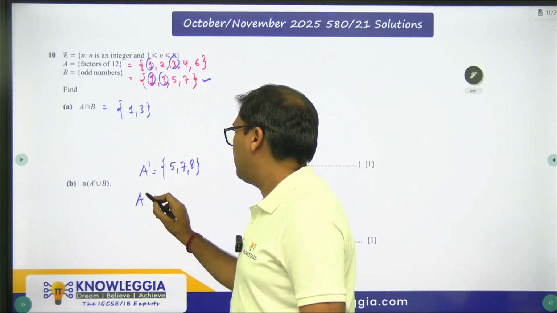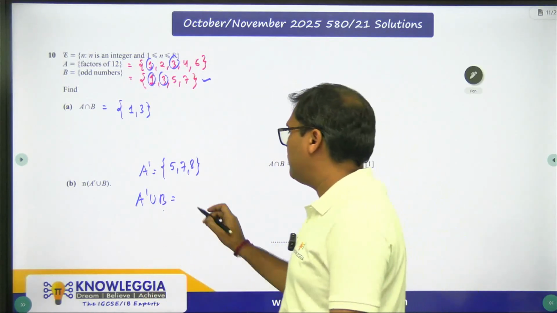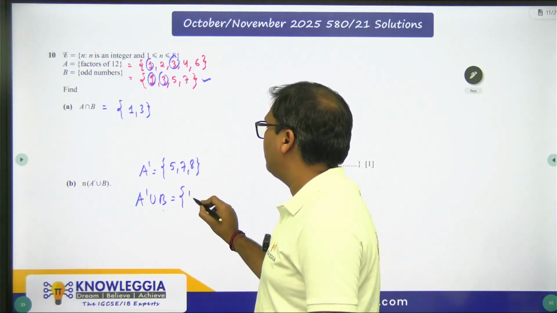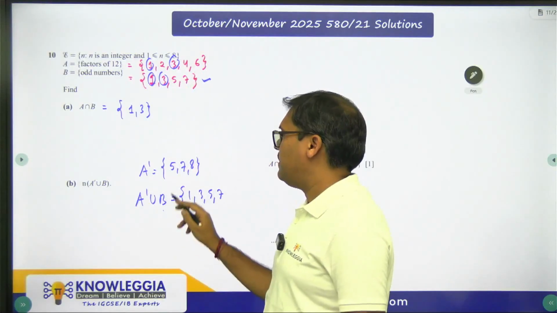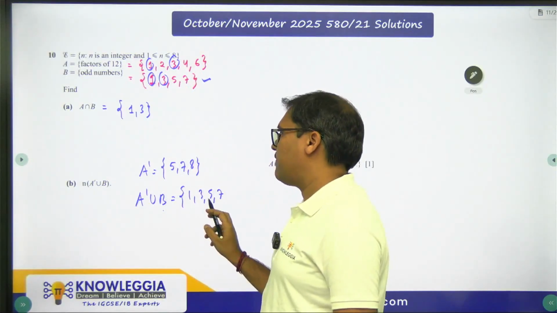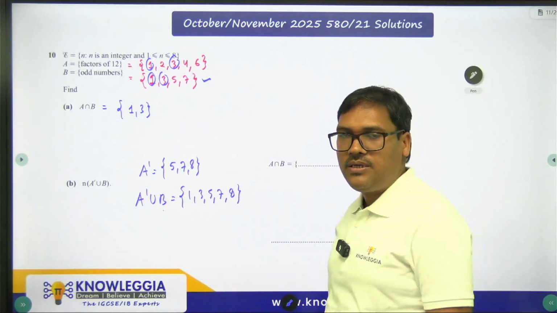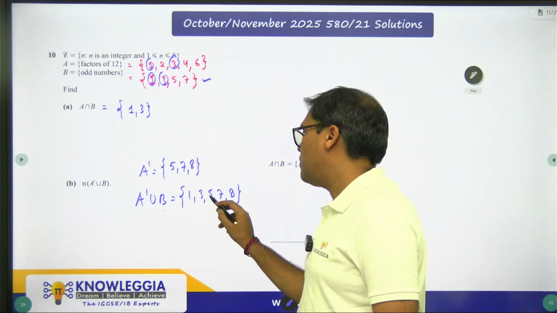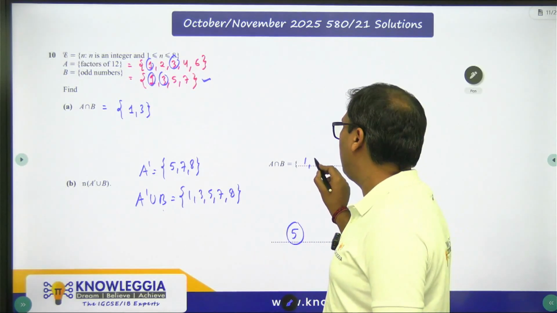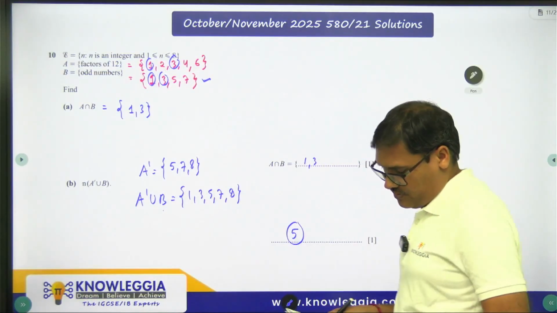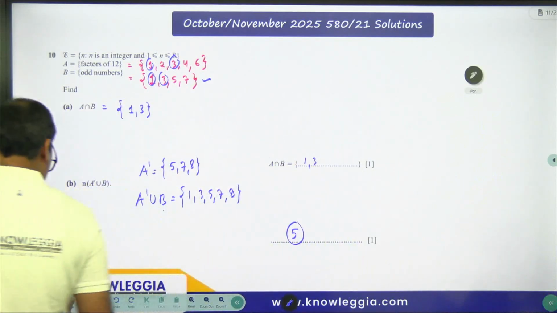So what is A complement union B? We will just combine all the values, right? So this is the union: 1, 3, 5, 7. This is set B. A complement has 5, which we have already taken, and 7, so the remaining one is 8. So this is A complement union B. Now what is the number of elements in this? 1, 2, 3, 4, 5. This is the answer 5. And this is the answer 1. So let's see the answer: 1, 3 and 5. So this is how you can easily solve this.